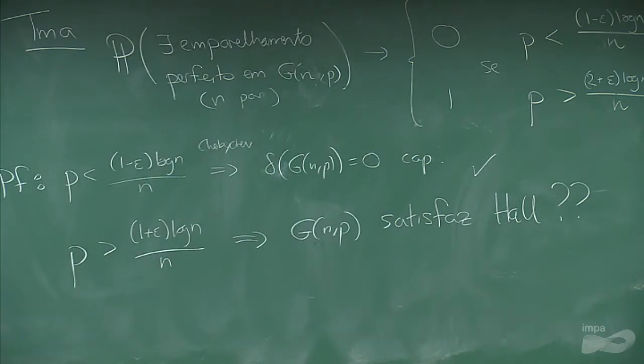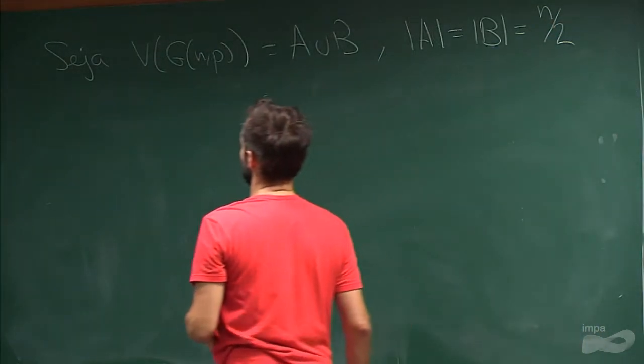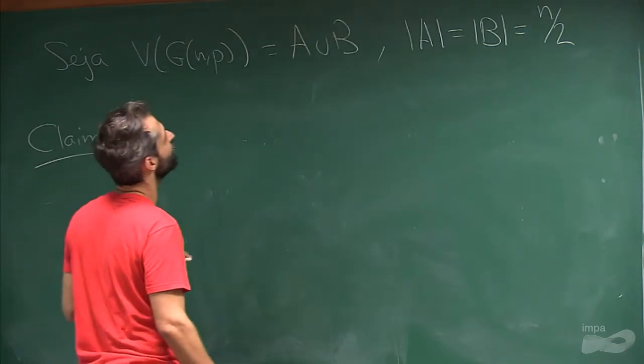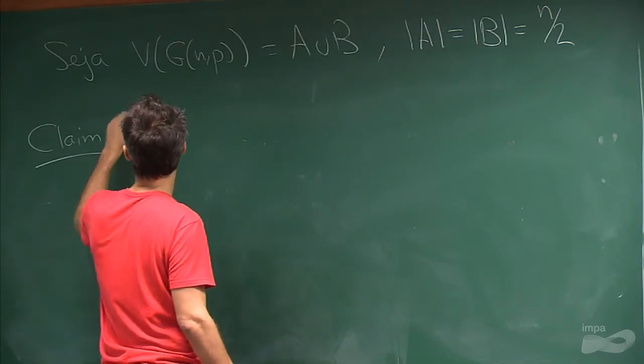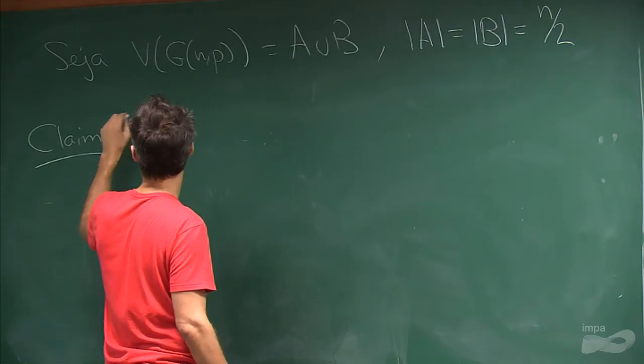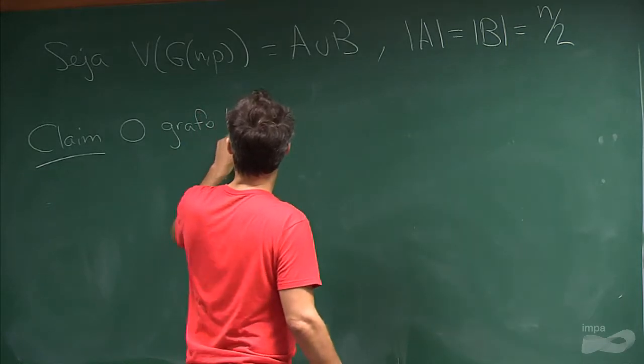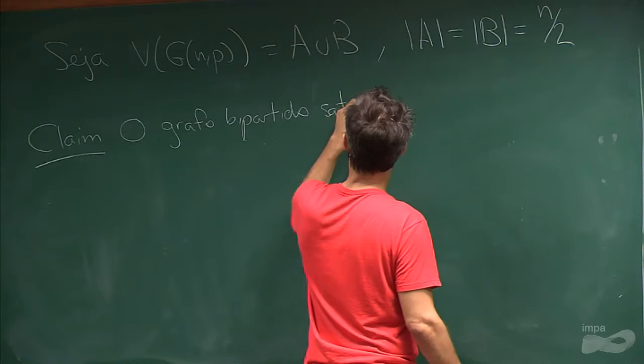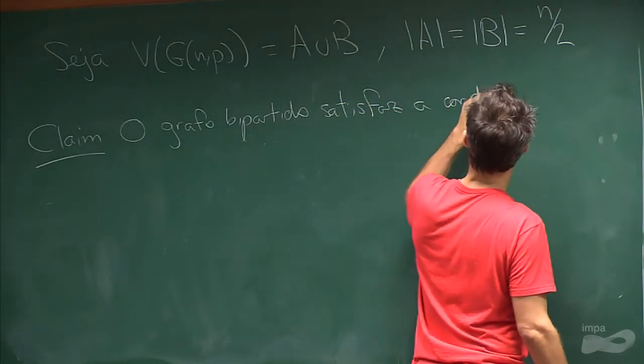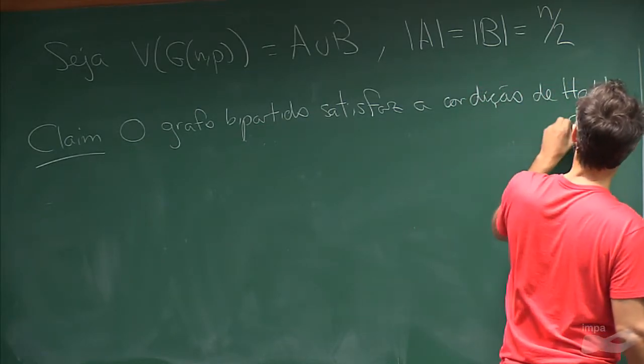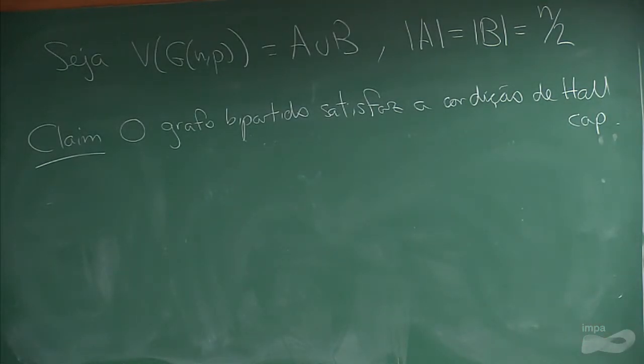Okay. So if p is bigger, then we just partition the vertex set into two parts, as we were hoping, and apply Hall. We claim that this bipartite graph in between A and B satisfies Hall's condition with high probability. So how are we going to prove this?